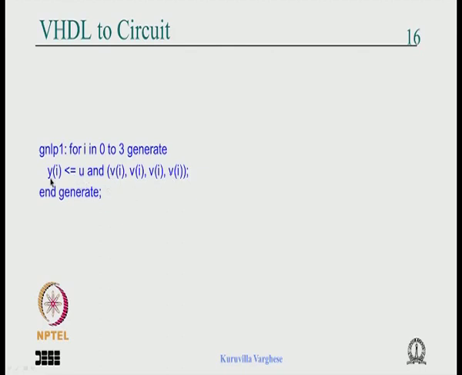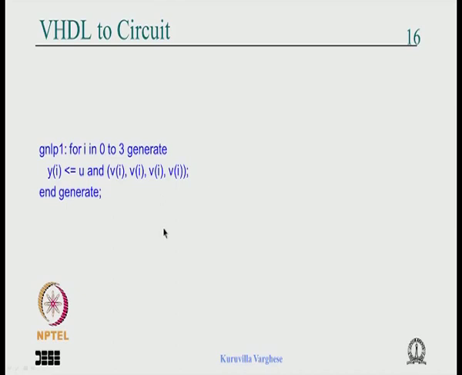So all of the 4 bits are masked with V0, okay, for Y0. When it comes to Y1, the same U is masked with repetition of V1s. Y2 is nothing but U and V2s, Y3 is U and all V3s and so on. Okay, so you get 4 values Y0, Y1, Y2, Y3 which is nothing but U masked by this bit.